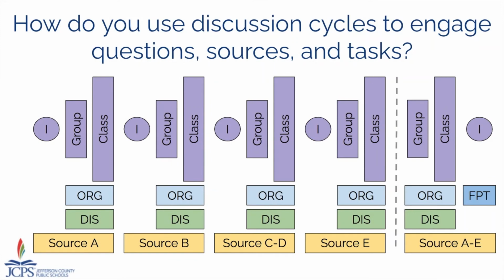How to use discussion cycles to engage questions, sources, and tasks. So we've been talking about this, and this is really about how you would structure with multiple sources. Now, this might be too many sources that you're looking at. Again, this is just one example where you could literally do it source by source. If you look at the third one, we actually have two sources. Perhaps you provide two there.